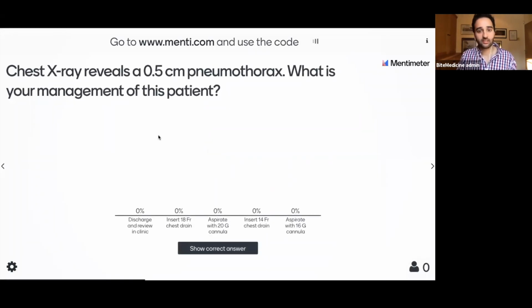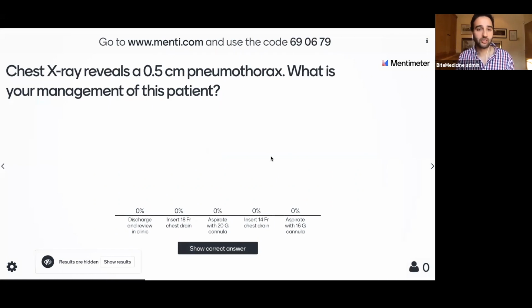Okay, so remember our patient. He came in, he's young, fit, healthy, he's short of breath, and he's got chest pain. This guy's a smoker. It shows a 0.5 centimeter pneumothorax.